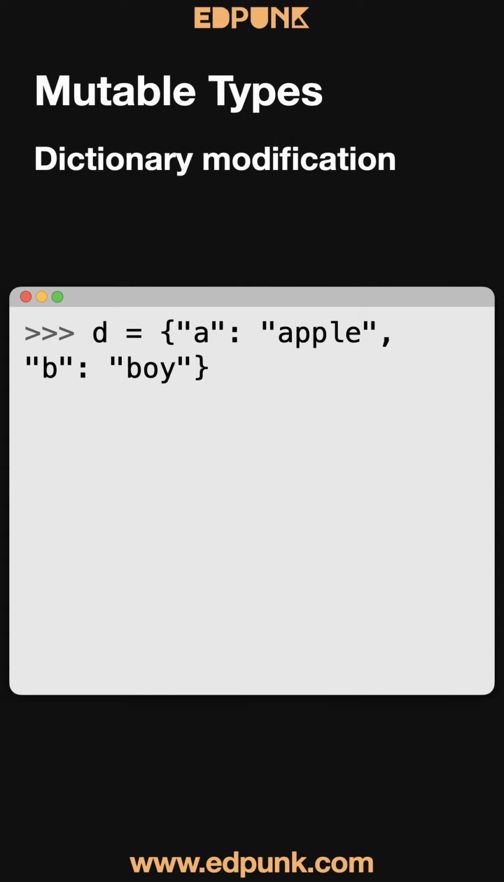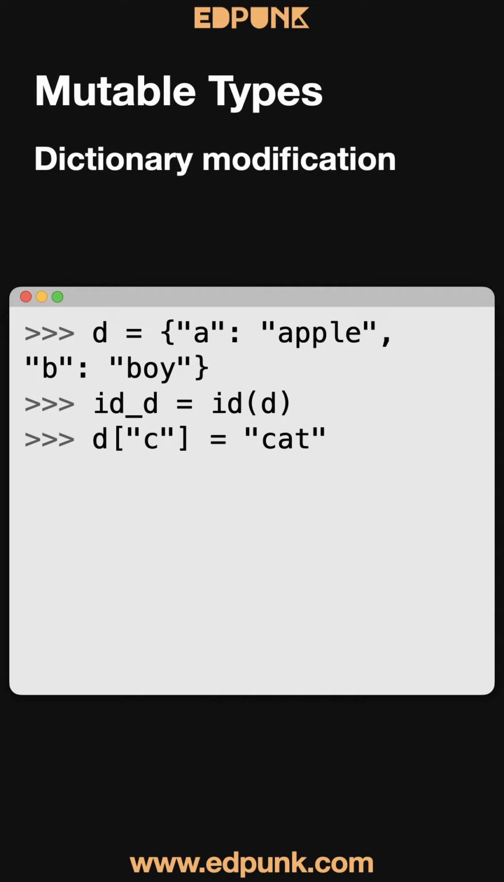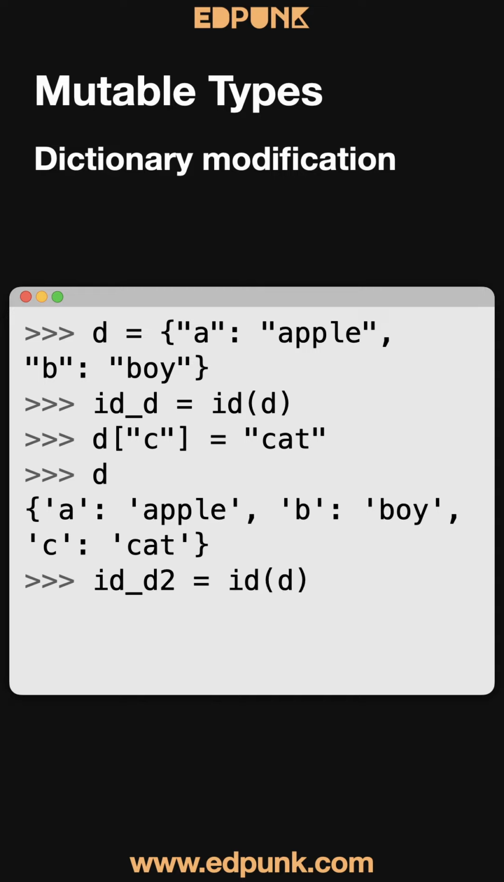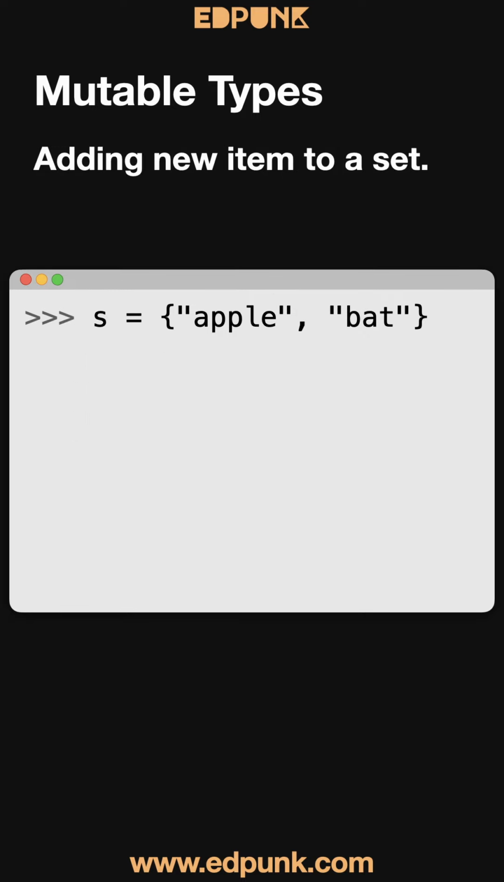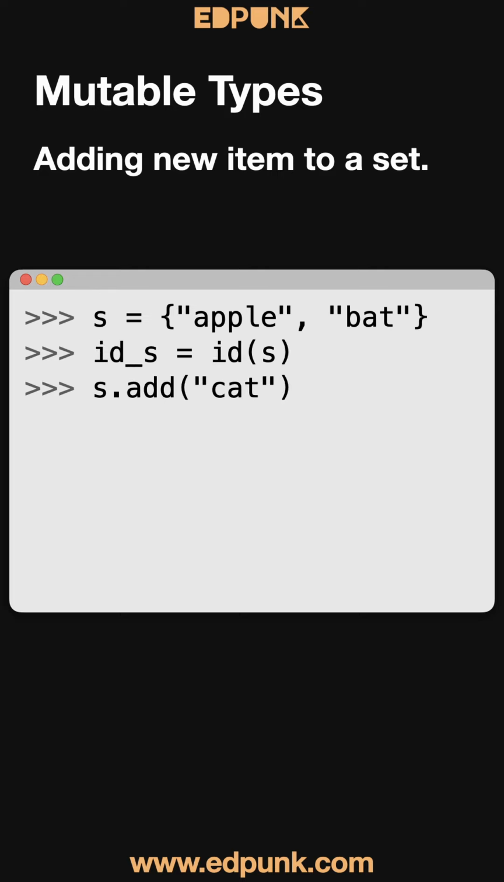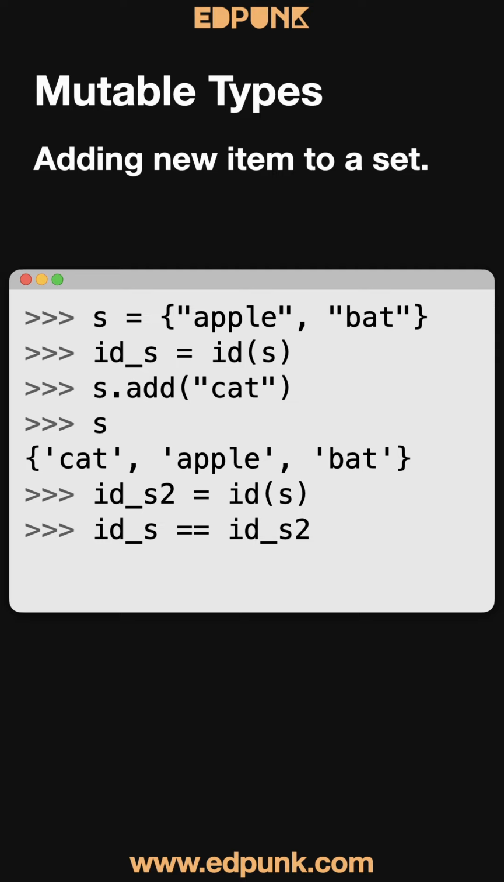Next, let us take a dictionary which maps A to apple and B to boy and add a new key-value pair which maps C to cat. The modified dictionary is still the same object containing modified values. Finally, let us take a set containing strings apple and bat and add a new item cat to the set. Again, you can see that even after modifying the set, it is still the same object.